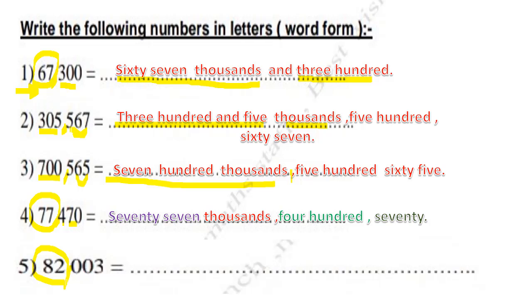The last one here, 1, 2, 3, comma. So here I have 82. Where, teacher? In thousands place. So I have to say 82 thousands and what? Just number 3 on ones place. So I will say 82 thousands and 3. Okay.